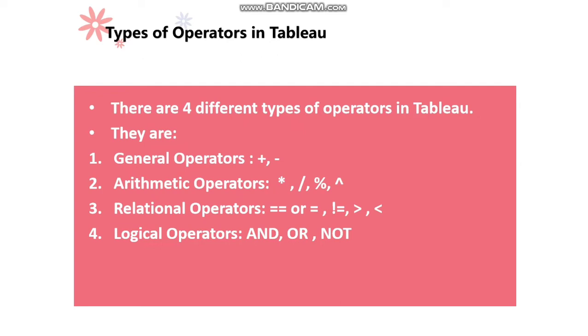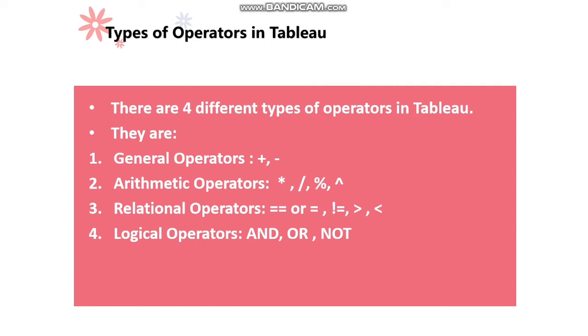Relational operators. Relational operators help us compare the data. We have four different types of relational operators. One is double equal to or equal to, and the next ones are not equal to, greater than and less than symbol. We can perform comparison operations using relational operators.